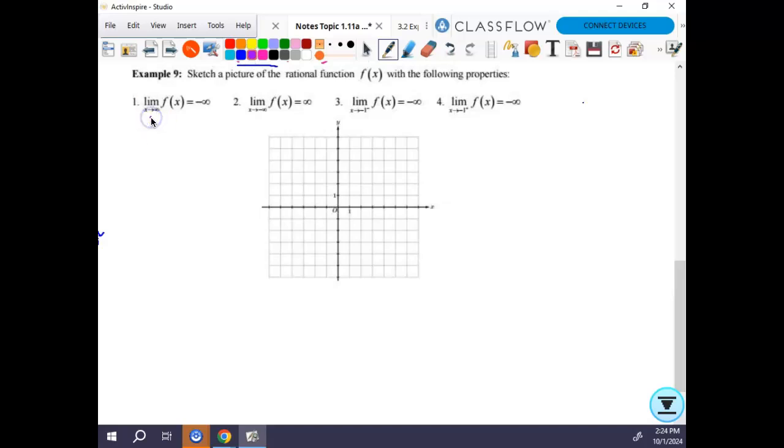I have the limit as x approaches infinity is negative infinity. So that means as x gets bigger and bigger and bigger, y is getting smaller and smaller and smaller. And as x goes to negative infinity, y is going to infinity. So based on those two statements, do you think this function has a horizontal asymptote? No. Good answer.